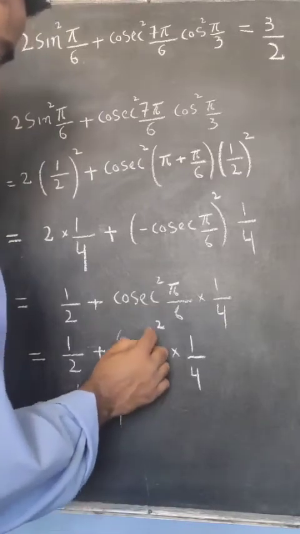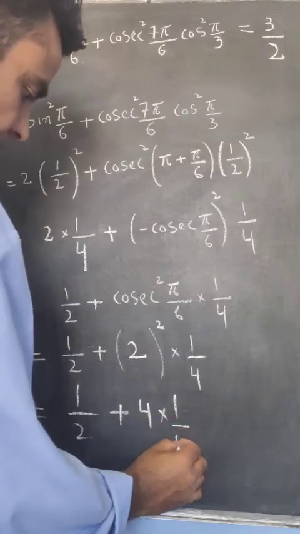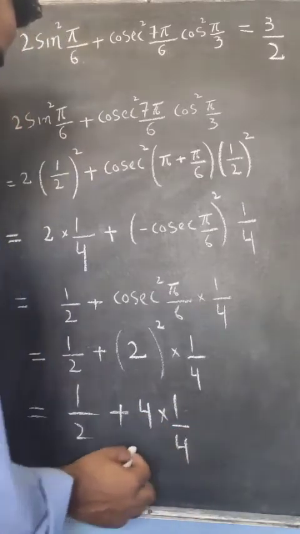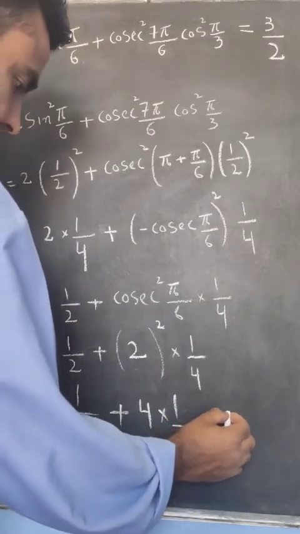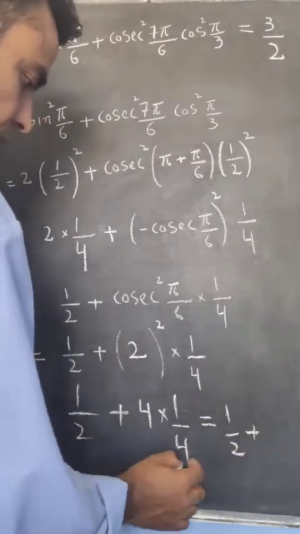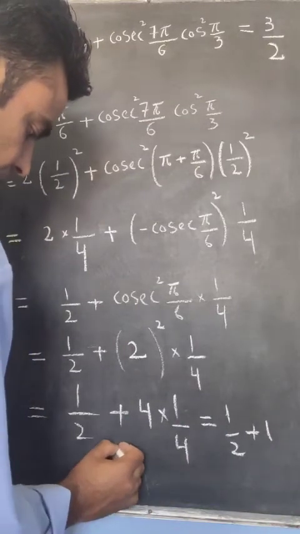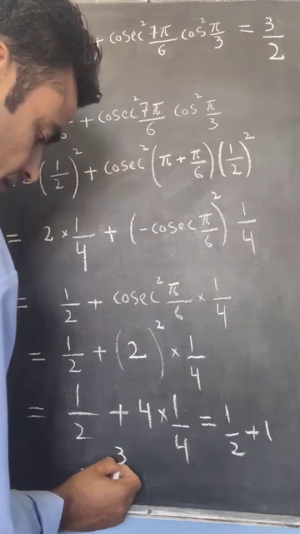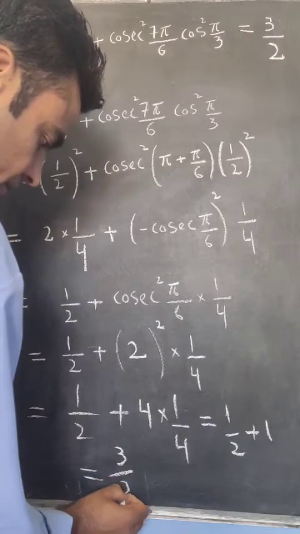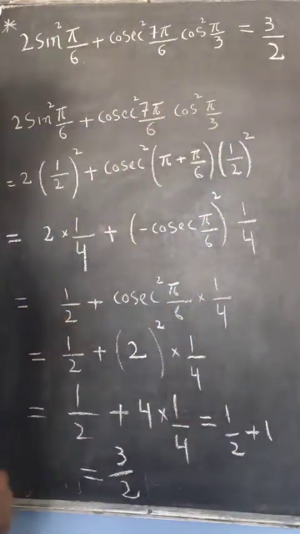plus, it's 2 square, that is equal to 4 into 1 by 4, which is equal to 1 by 2 plus, this is 4 by 4, that is equal to 1, so that is equal to 3 by 2, that is equal to RHS. This completes the question. Now let us take one more question.